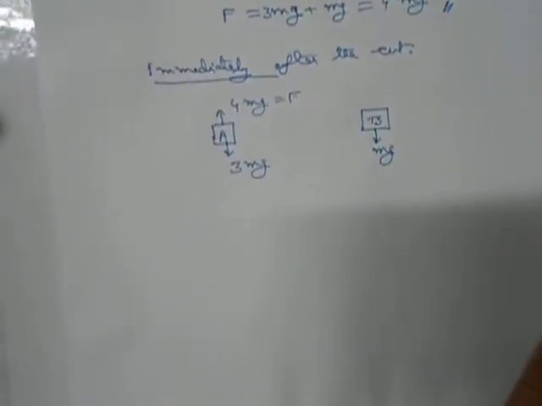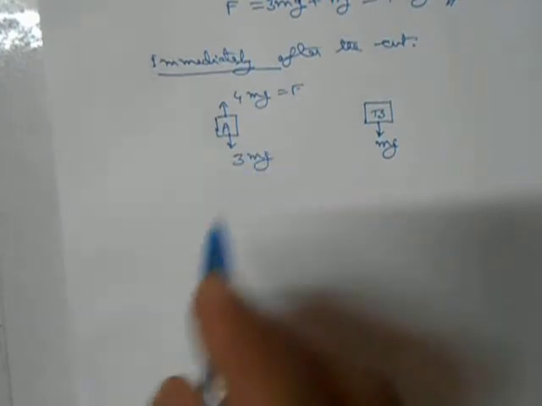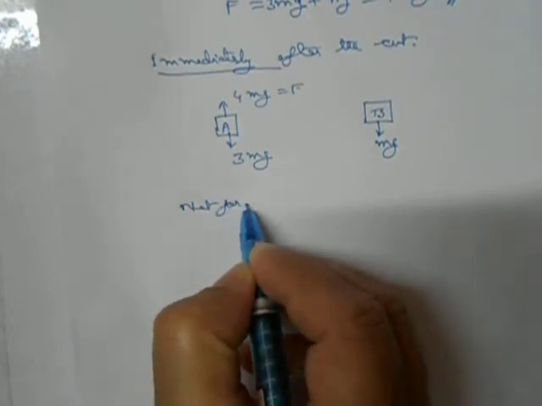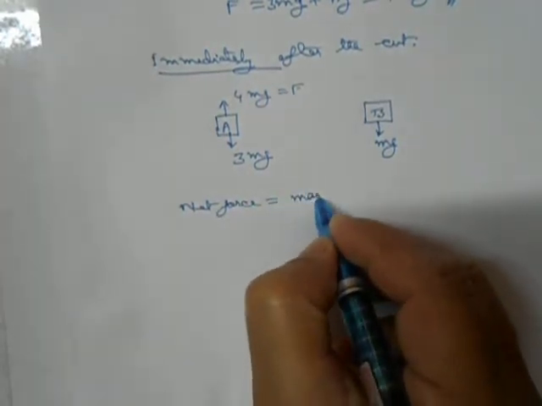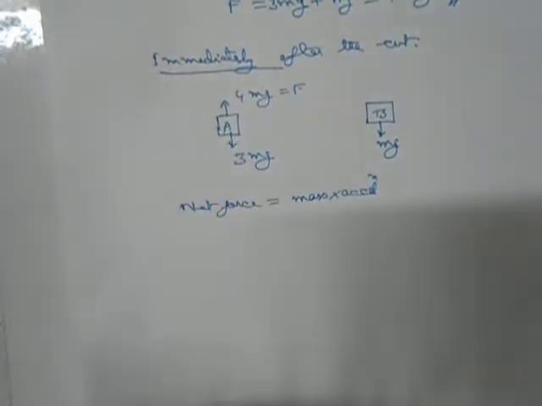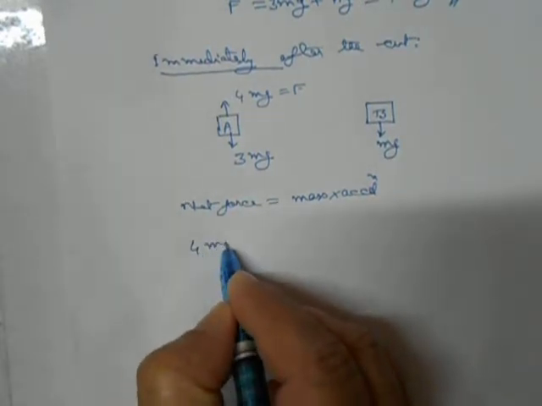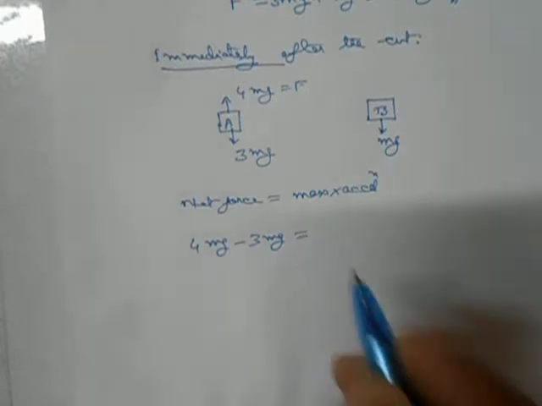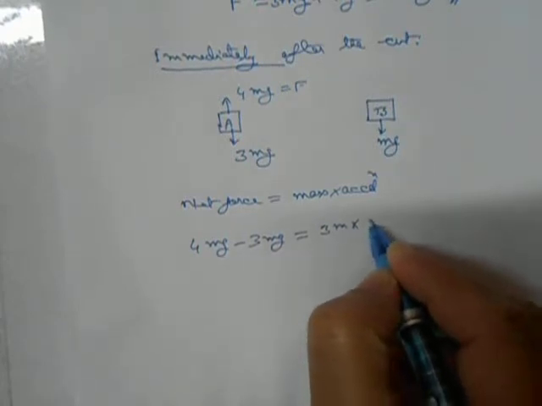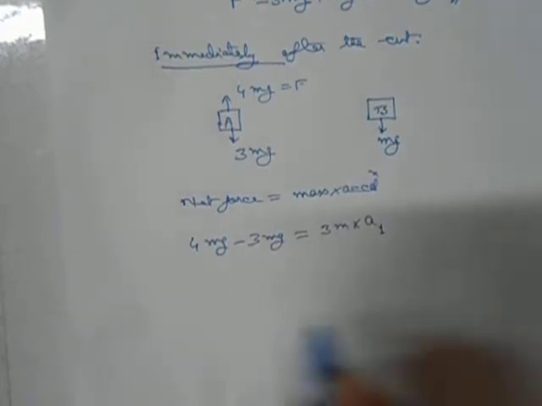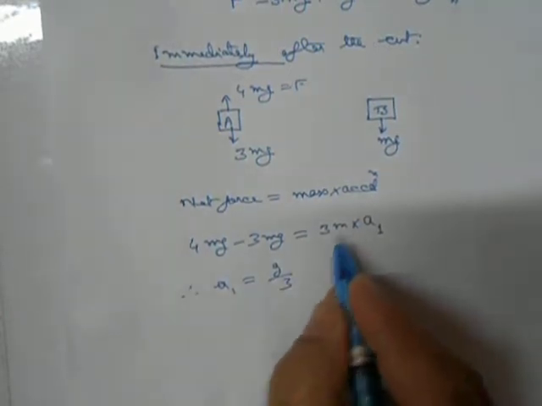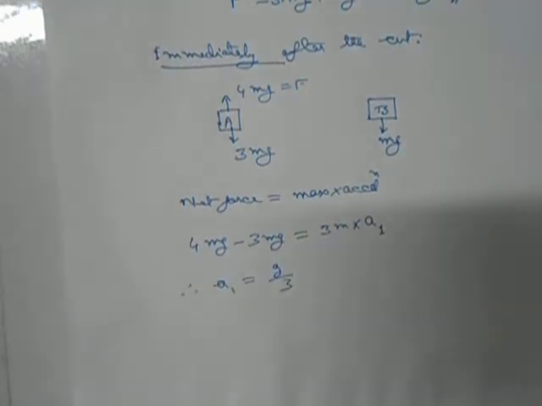Once we arrive at these free body diagrams, we can easily write the equation that net force is equal to mass into acceleration for each body. For body A, the net force is upward 4 mg minus downward 3 mg. This is the net force, and its mass is 3m, into its acceleration, say a1. So this gives us a1 equal to g by 3. The m will cancel out, leaving 1 by 3, so a1 is g by 3.